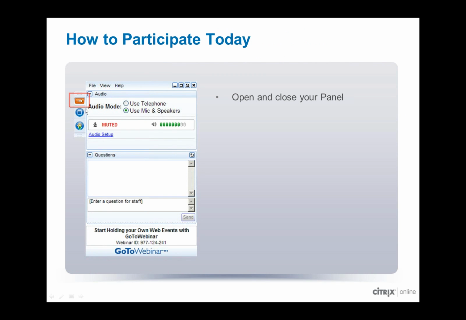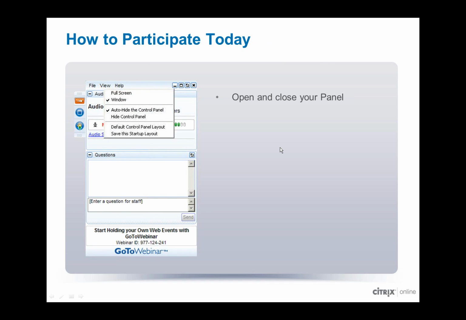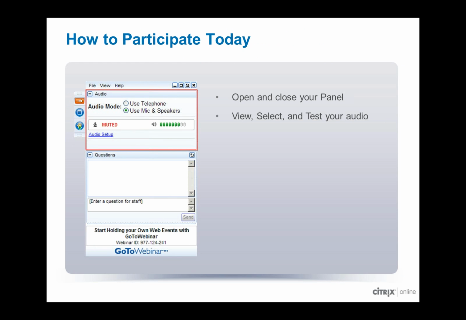The orange arrow will open and close your panel, so you can click on that to close it or to reopen it. Under View, you can control if it's full screen, window, etc. This is where you can look and test your audio.